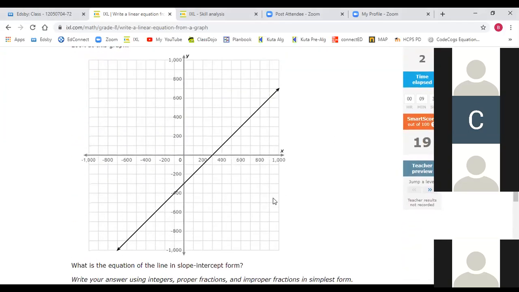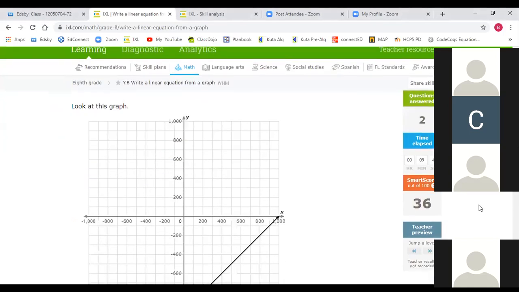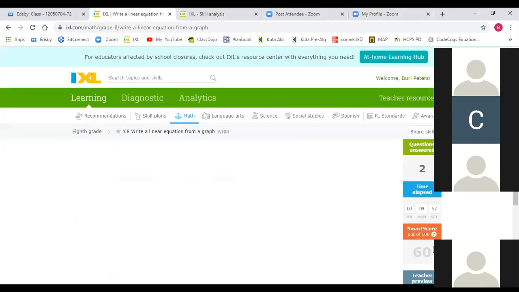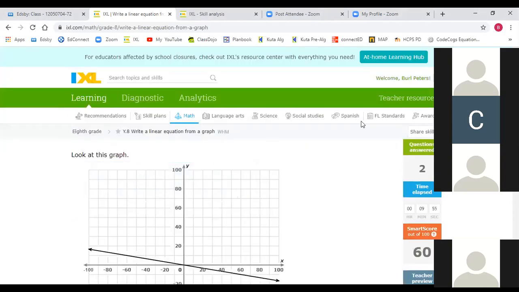All right, I'm going to skip ahead here for purposes of seeing some more difficult questions, maybe with some different slopes, because all of these appear to be slopes of 1. All right, so here we go. We've got a slope that is a negative slope.